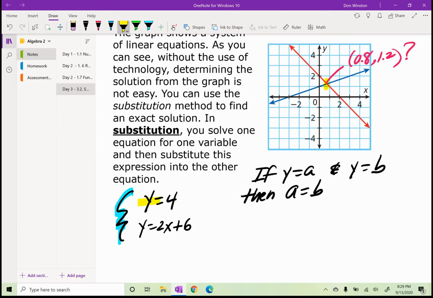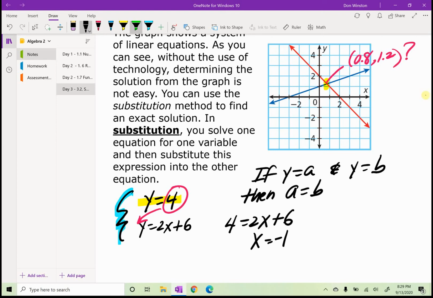Okay, so here y is equal to 4. So I'll substitute what y is into the other equation. I'll substitute it for that y. And so then I'll just write 4 is equal to 2x plus 6. And as we saw before, then x is equal to negative 1. I solved that before.